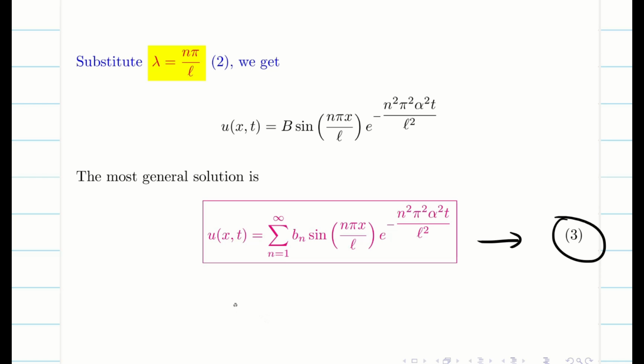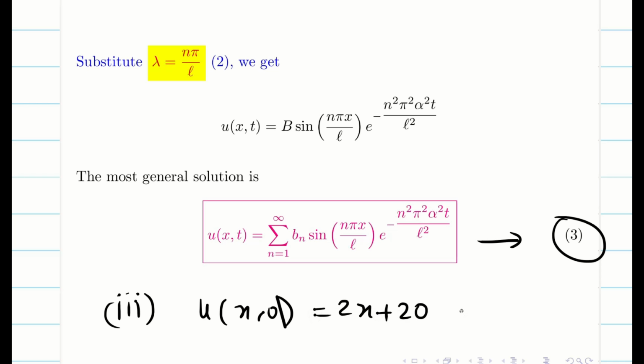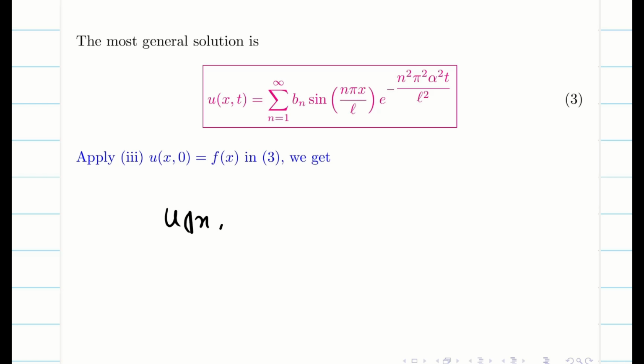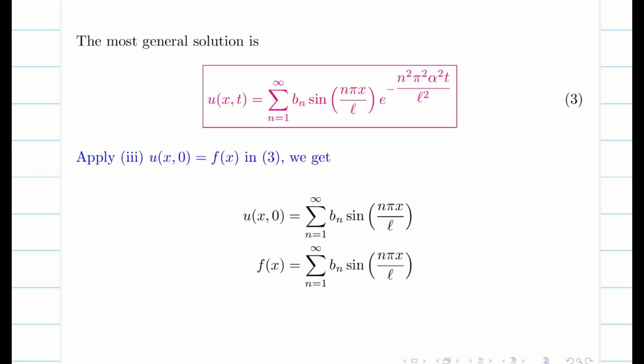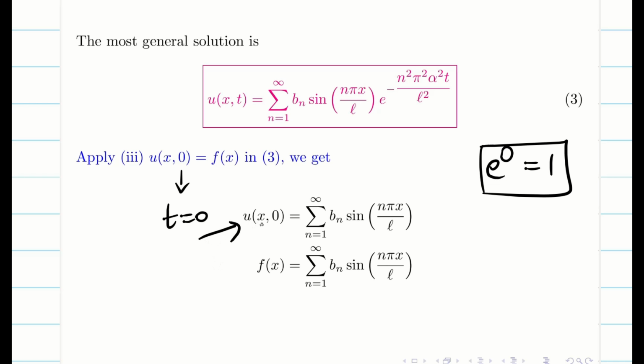Now apply the third condition, u of x comma 0, that is 2x plus 20, in 3. So we take in general u of x comma 0 is f of x. When we apply, we'll be getting like this. Since e power 0 is 1, when I put t equal to 0, I'll be getting this equation, and u of x comma 0 is my f of x.